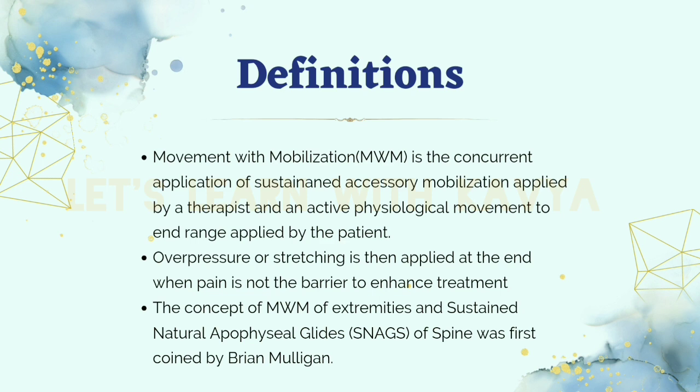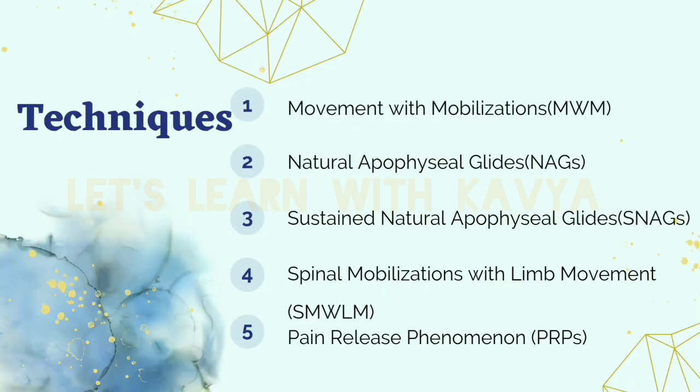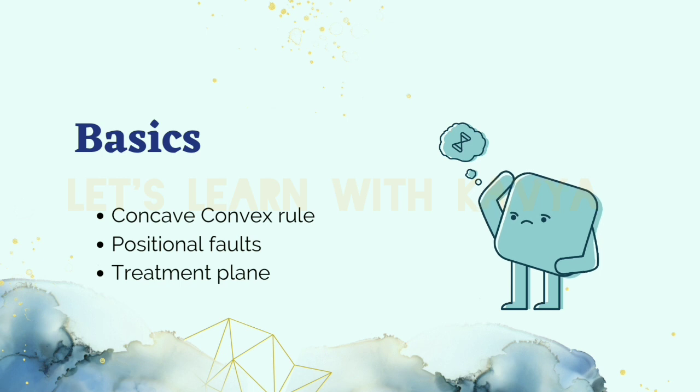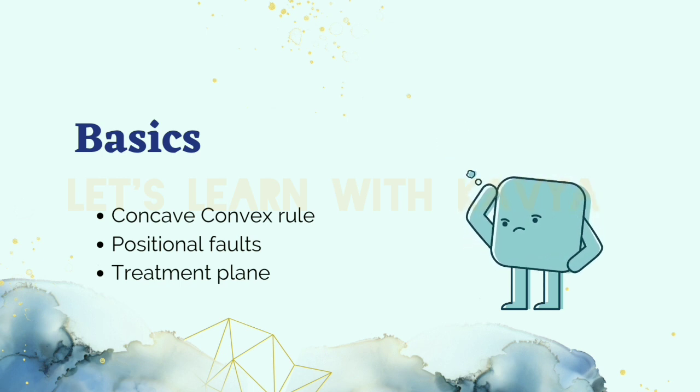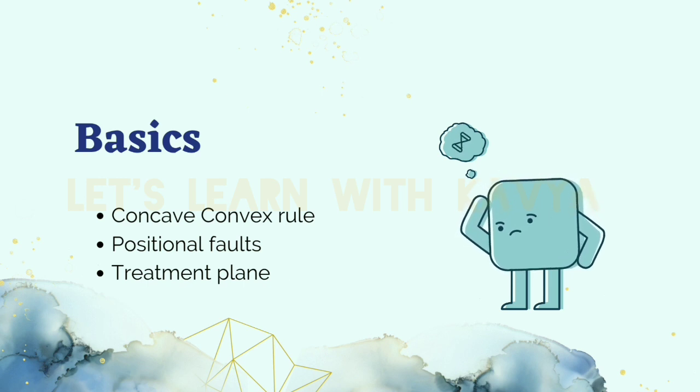The techniques by Mulligan that we are going to focus on are movement with mobilization or MWM, natural apophyseal glides or NAGs, sustained natural apophyseal glides or SNAGs, spinal mobilizations with limb movement or SMWLM, and pain release phenomena or PRPs. Before moving forward, a few basics should be cleared. For the concave convex rule, you may refer to my previous video. For now, we will be focusing on positional faults and treatment plane.